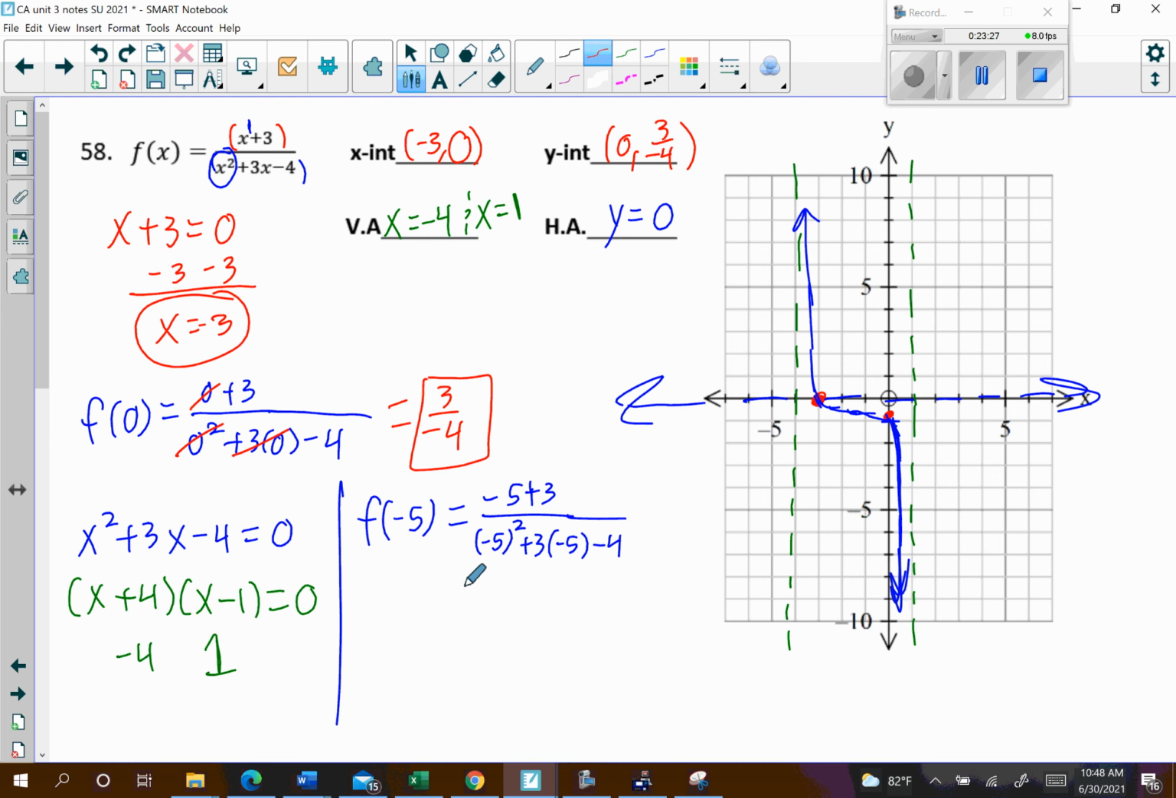And then that'll give us negative 2 over positive 25, and then a minus 15, and then a minus 4. And so that'll give us negative 2 over 25, take away 15 is 10. 10 take away 4 is 6. And then once again, you want to make sure we reduce that, especially on your homework. So negative 1/3. So at negative 5, we're at negative 1/3.